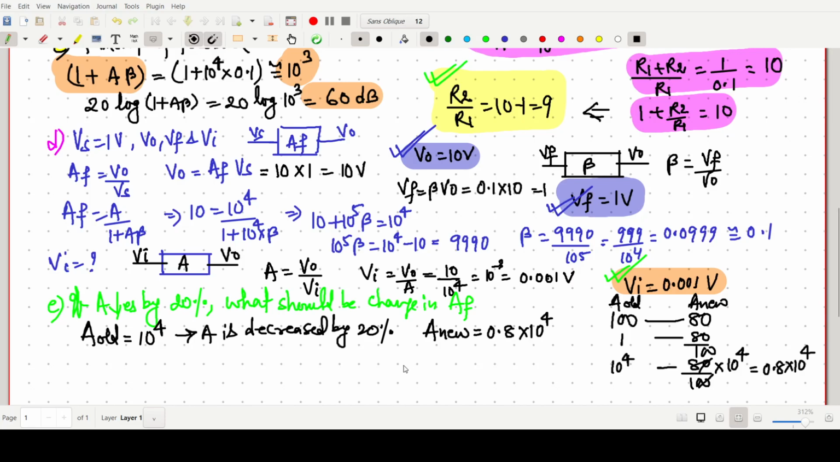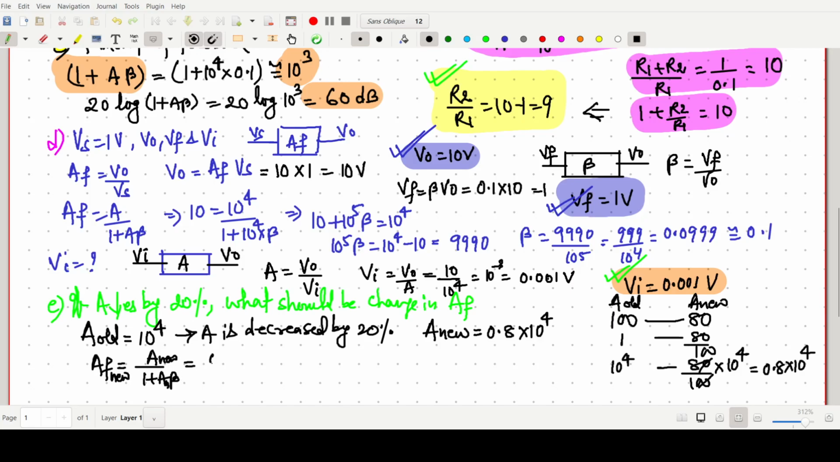Now we have to find the value of AF. Okay, we have to find the value of AF for this particular value. Okay, so AF new will be A by 1 plus A beta. Okay, so this will be our A new.